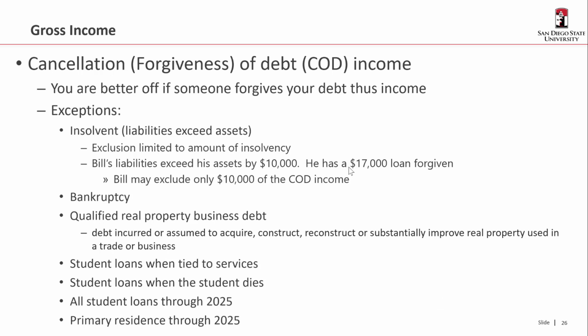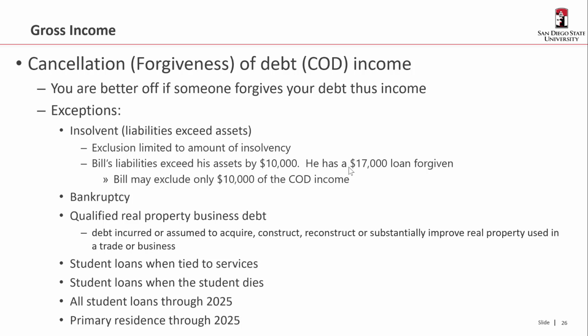Cancellation of debt income, or forgiveness of debt income, right? You're definitely better off if someone forgives your debt. As a result, the code treats that as taxable income or gross income. But there are a bevy of exceptions, and a couple of them are really important. The first is if you're insolvent or bankrupt, right? So this is your liabilities exceed your assets. Insolvent means you haven't actually gone forward and claimed bankruptcy. You just have to be able to demonstrate you were insolvent.